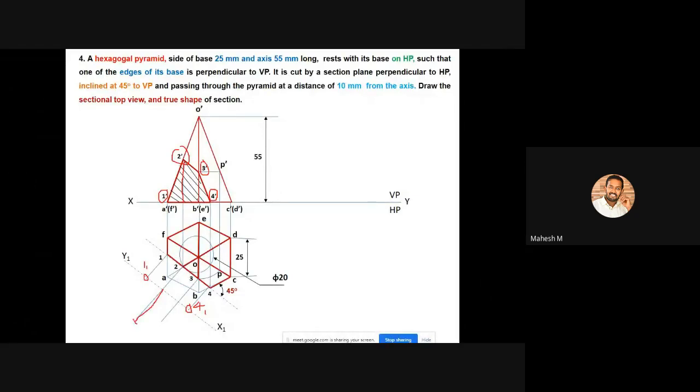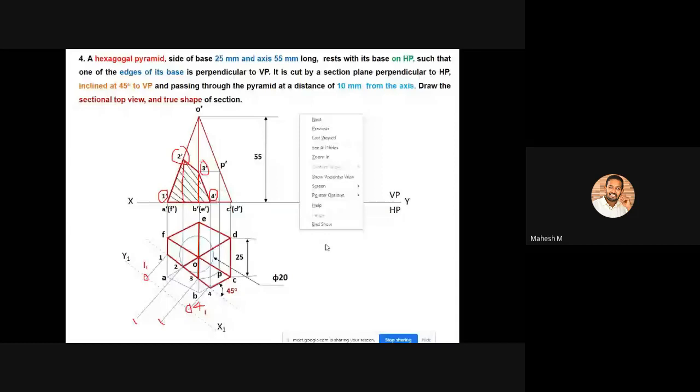And you can measure the distance between reference line to 3 dash and you can mark exactly on this line. So you'll be getting 4 points. Okay, so this one is 2 1 and this one is 3 1. So you can join 1 1, 2 1, 3 1 and 4 1 with the inclined line.